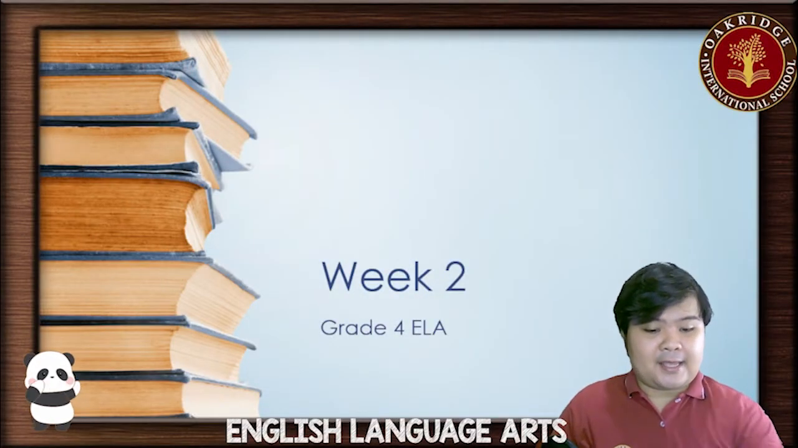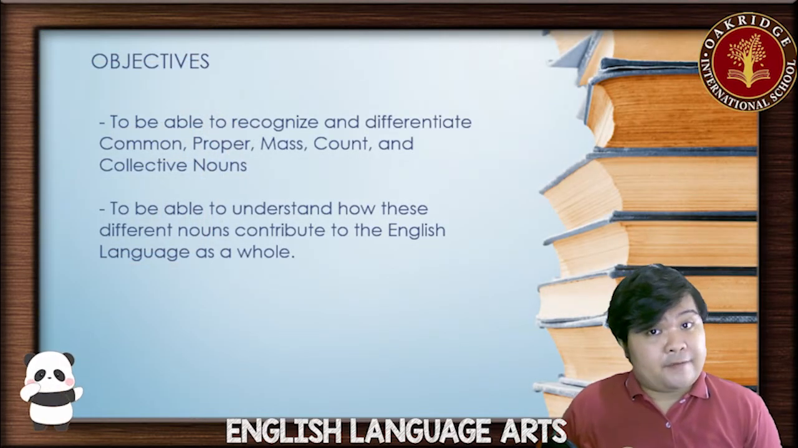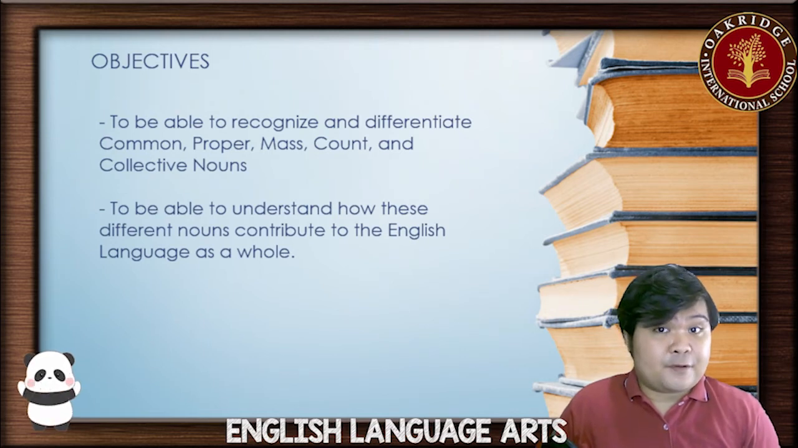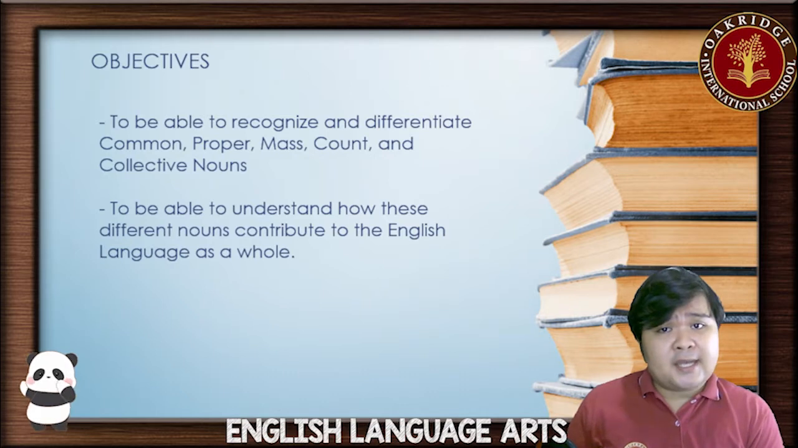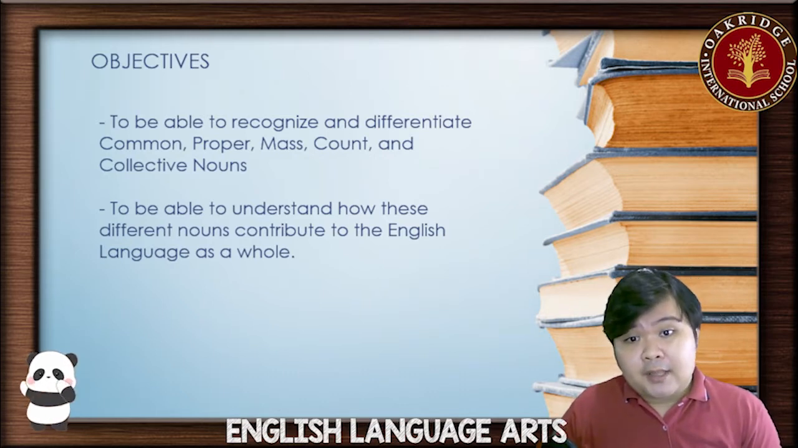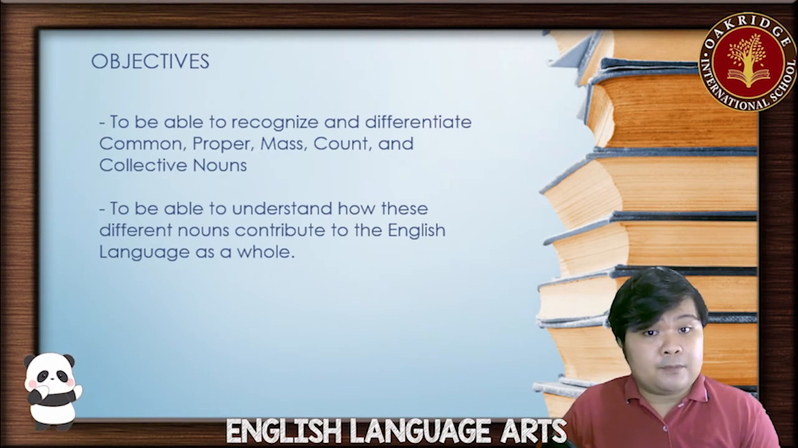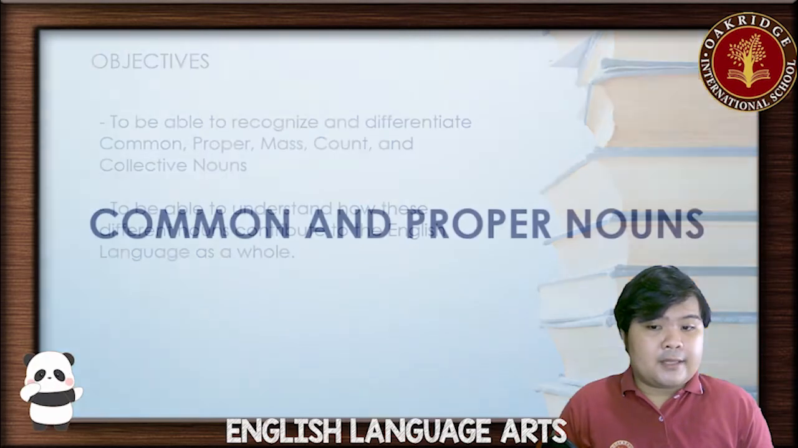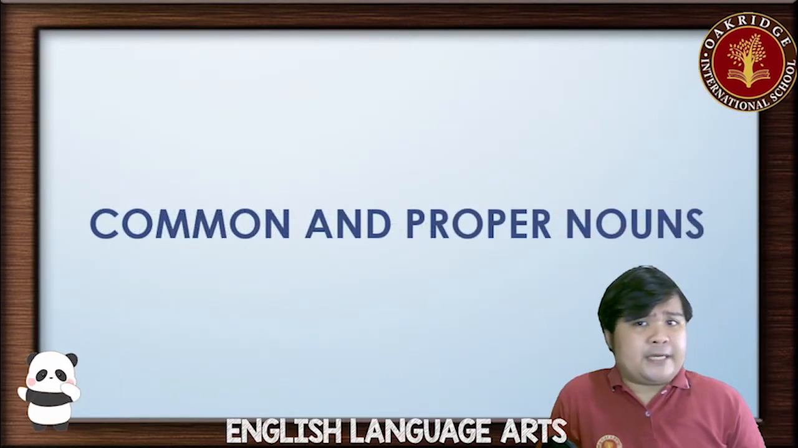We are now in week 2 of English Language Arts grade 4, and our objective for this week is, number 1, to be able to recognize and differentiate these very common kinds of nouns: the common, the proper, the mass, count, and collective nouns. The other objective is to be able to understand how these different nouns contribute to the English language as a whole. So let us jump right in to the very first topic: common and proper nouns.